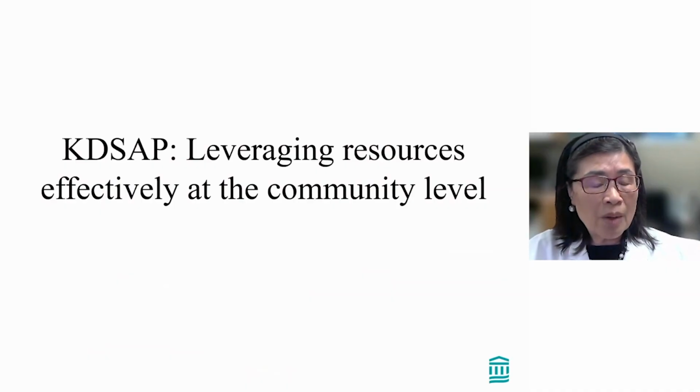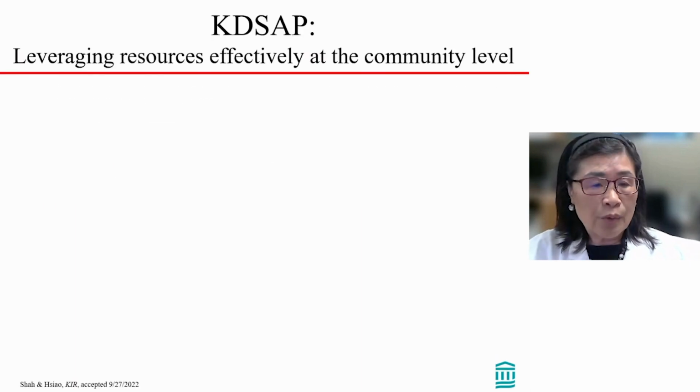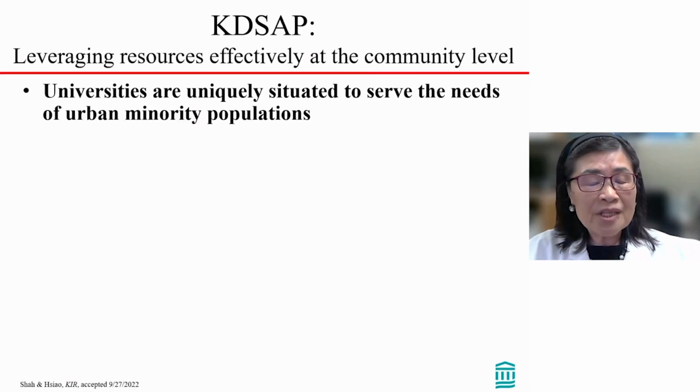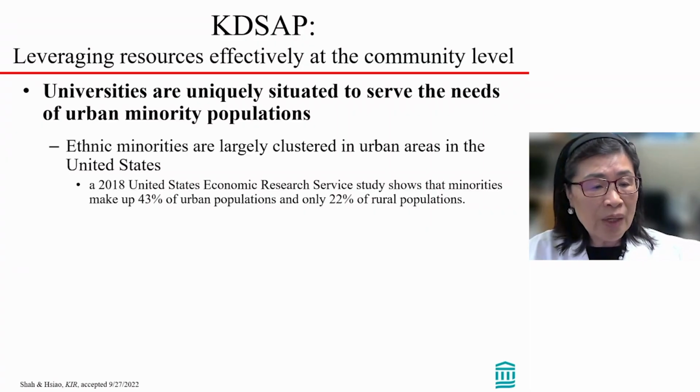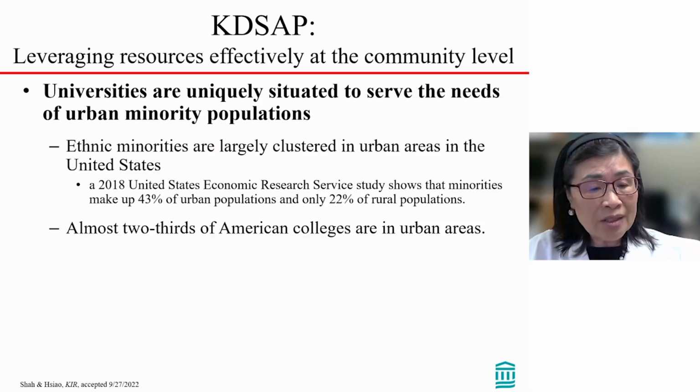So the next level I want to talk about is why KDSAP is effective. Because we leverage resources effectively at the community level. And why is this? First of all, as you remember, KDSAP taps into undergraduate students. And in the United States, most universities are uniquely situated to serve the needs of the urban minority population. Why do I say that? Because in the United States, according to 2018 data, minorities make up about 43% of the urban population. That's quite high, compared to the rural population, only 22%. And in the United States, two-thirds of American colleges are in urban areas.